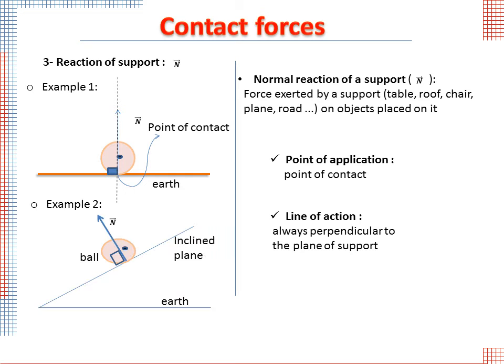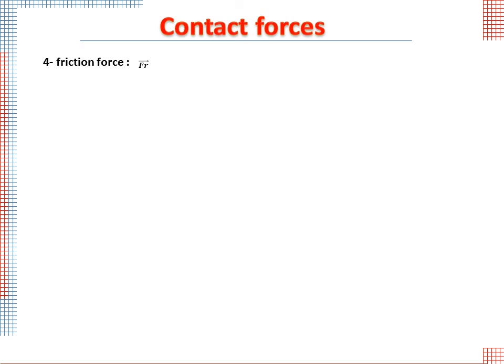Example 2. If we have inclined plane and a body on this surface or this support, then the inclined plane applied a force normal reaction on this body. The normal reaction, its point of application is the point of contact, and the line of action is perpendicular to the plane of support. The fourth one is the friction force.